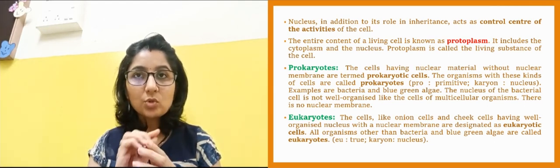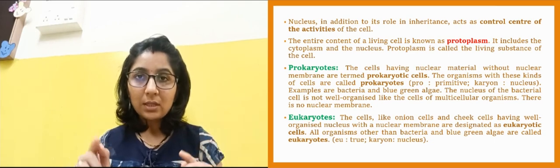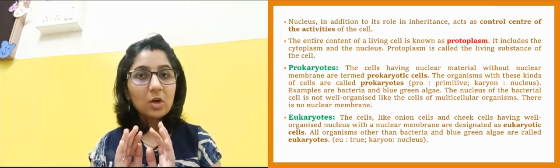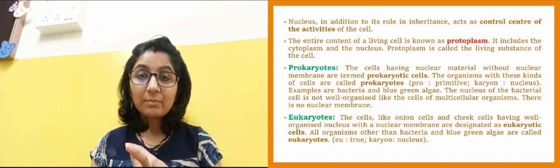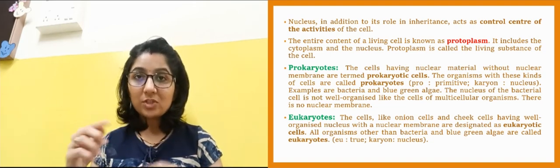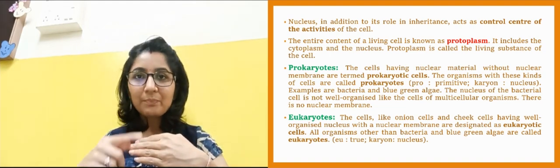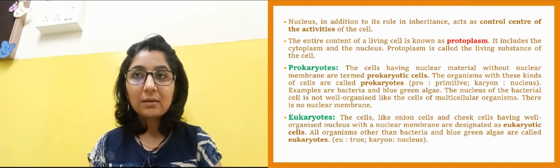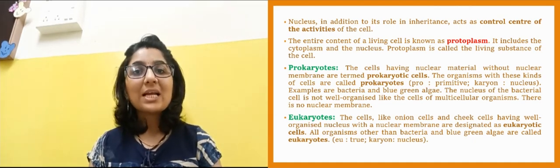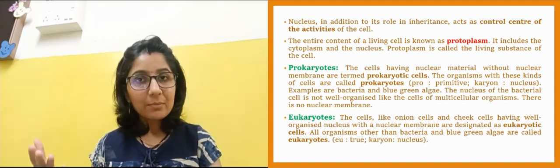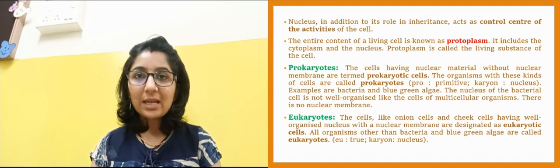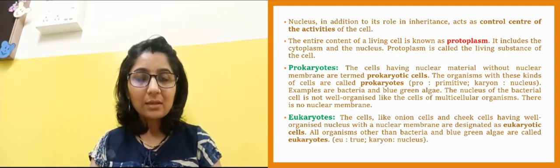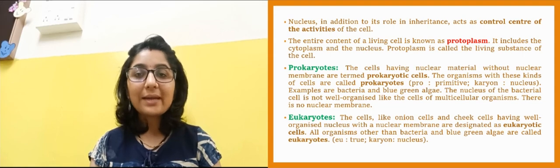Those cells which do not have this nuclear membrane, where the components are not separated: of course chromosomes will be there, the nucleolus will be there, but the membrane which separates the cytoplasm and nucleus will not be there. If that nuclear membrane is absent, then that cell is called a prokaryotic cell, and the organism which has this kind of cell is called a prokaryote. The examples are mostly bacteria and blue-green algae.